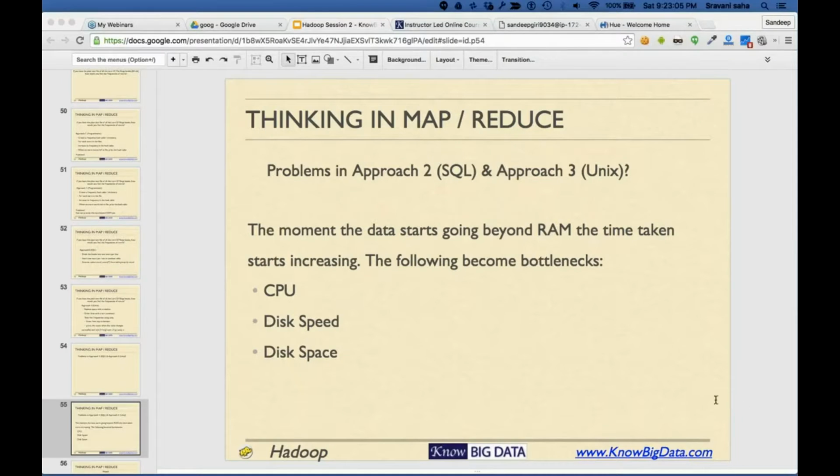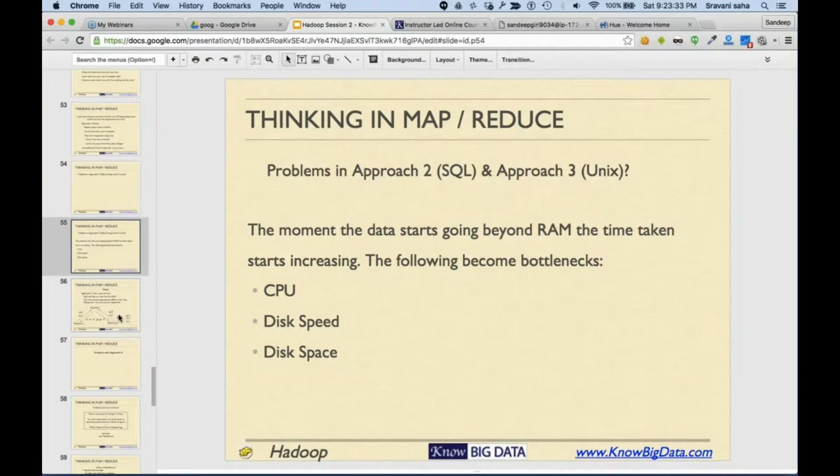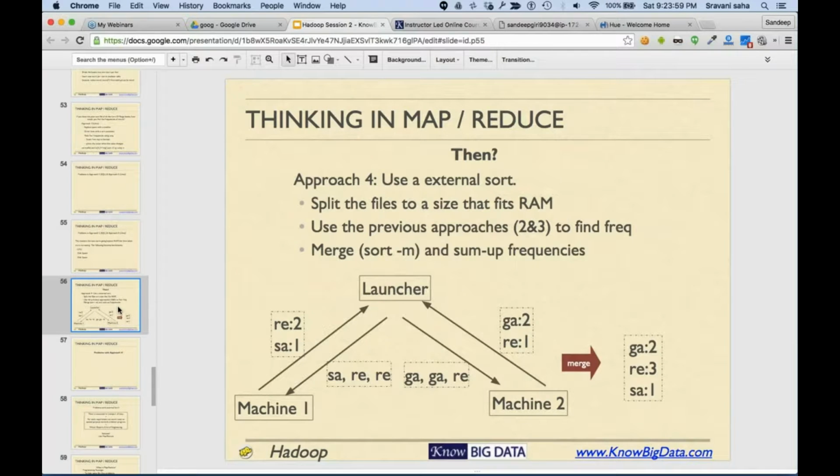Now, what can we do to solve this problem if the data is, say, 50 gigabytes or 100 gigabytes? We are not even talking about terabytes yet. Say we have a 100 gigabyte text and we want to order it. What will we do? One approach is that we use an external sort.